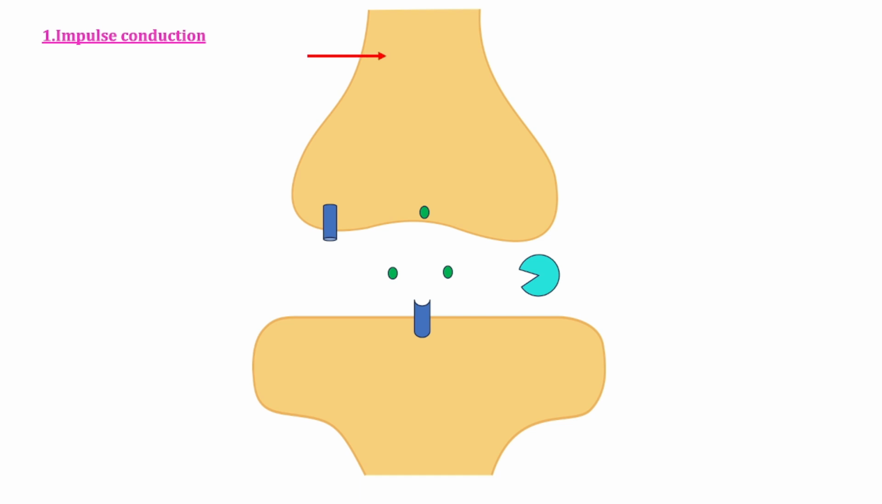When sodium ions flow into the neuron, there is a development of positive charge, that is depolarization of the neuron. This phase we can call impulse conduction, due to influx of sodium into the neuron. Thereby development of positive charge in the neuron takes place.